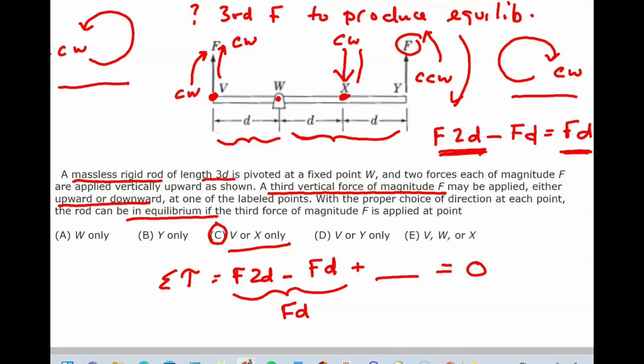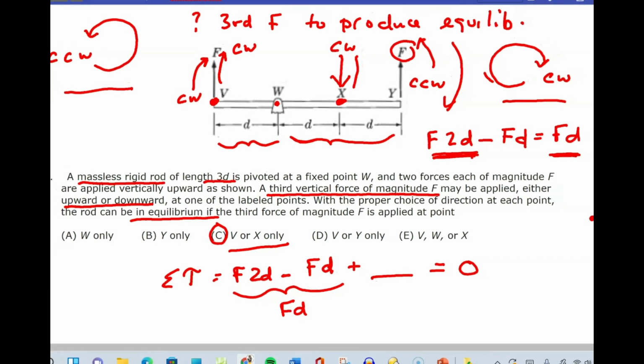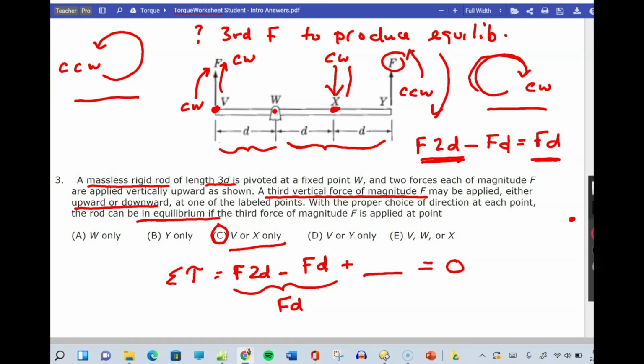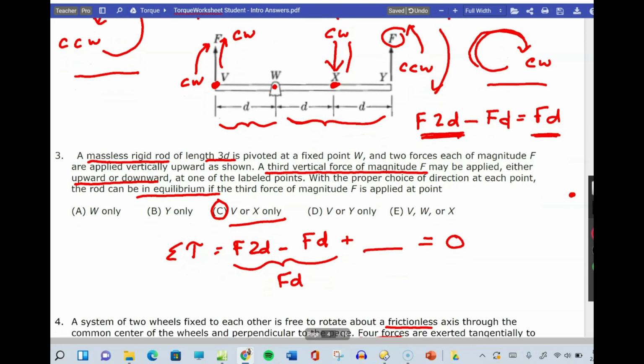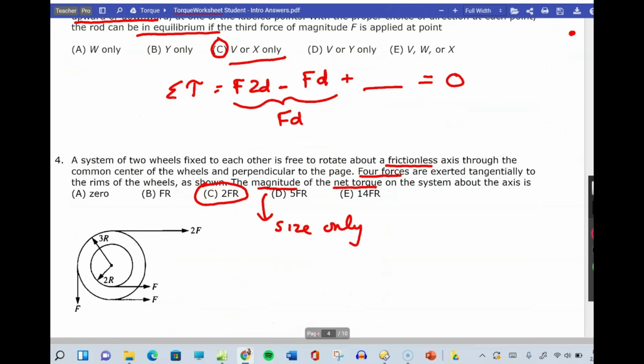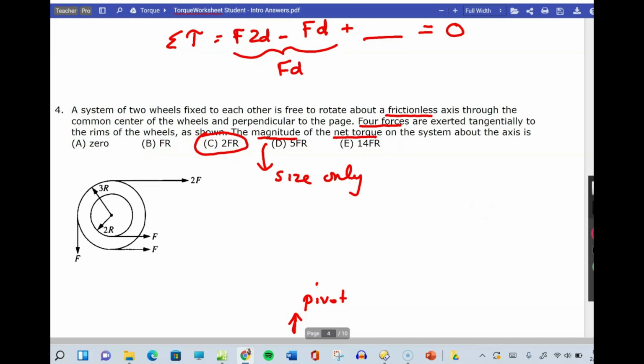So remember, clockwise is something that would cause the rotation to do this. Up here would cause the rotation to be clockwise, and down on this side would also cause the rotation to be clockwise.